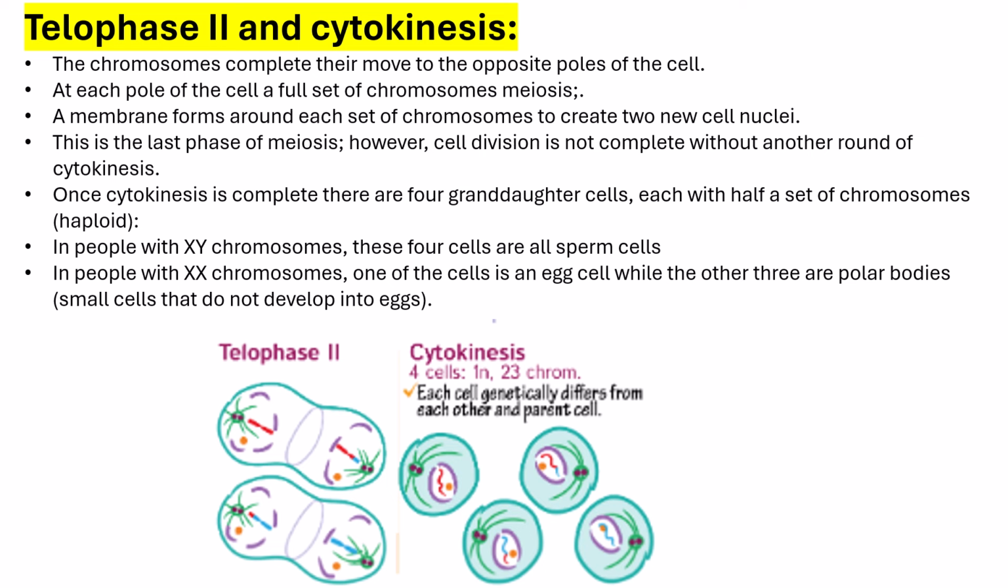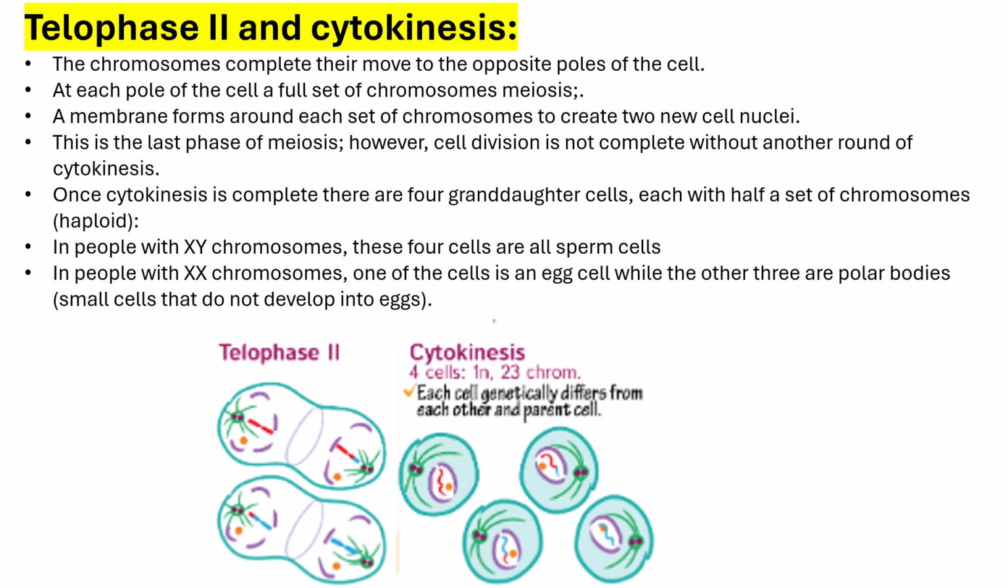In people with XX chromosomes, one of the cells is an egg cell, while the other 3 are just polar bodies. So one is going to be the functioning egg cell. Polar bodies are small cells that do not develop into eggs. So out of 4, only 1 is useful as an egg cell.